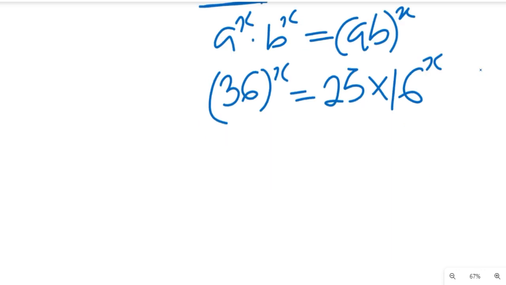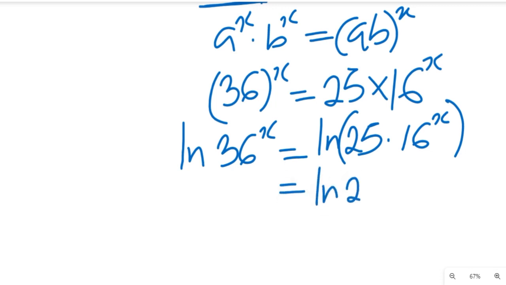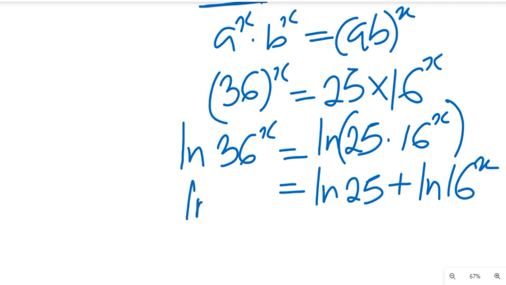If we take the natural logarithm of both sides, this will give us the natural log of 36^x equal to the natural log of 25 multiplied by 16^x. And according to the law of logarithm, the product law, this will give us the natural log of 25 plus the natural log of 16^x. And this will give us the natural log of 36^x.